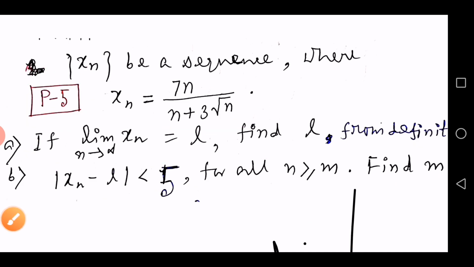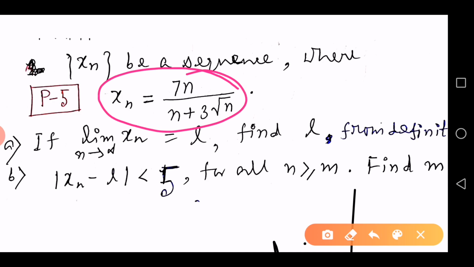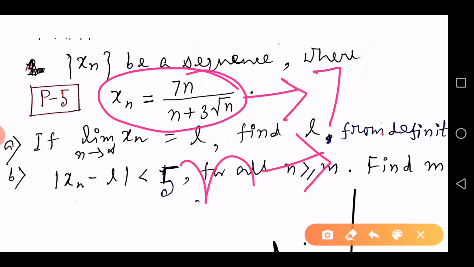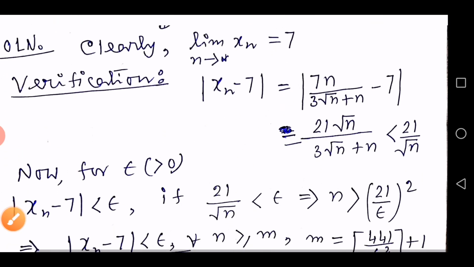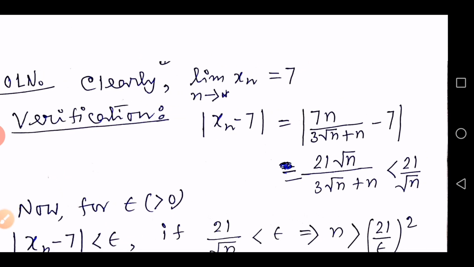First part A. It can be observed from this xn that, after dividing both numerator and denominator by n, the limit of xn tends to 7 as n tends to infinity. So from the definition of limit of a sequence, we are required to show that the given sequence converges to the number 7. So how can it be verified?